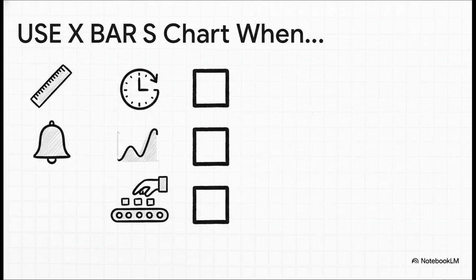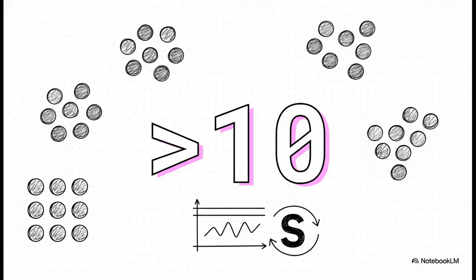But there's one more rule, and it's the one that specifically tells you to use this chart. And here it is. This is the big one. Your subgroup size, what we call N, has to be greater than 10. This is totally non-negotiable. If you're sampling 11 parts, 15 parts, 20 parts at a time, this is your chart. And why? Because with these larger sample sizes, the standard deviation, which is what the S chart measures, gives you a way more accurate and reliable picture of your process variation. It's using all the data points, not just the highest and lowest.